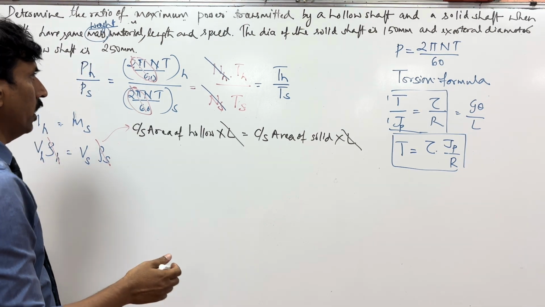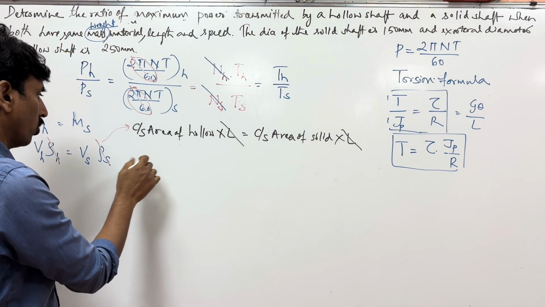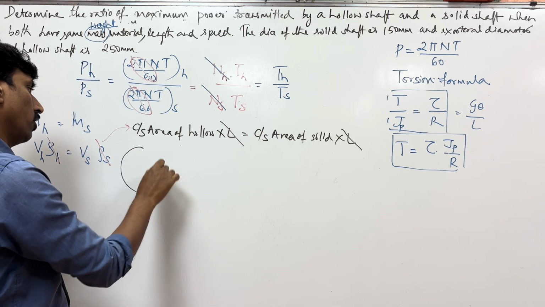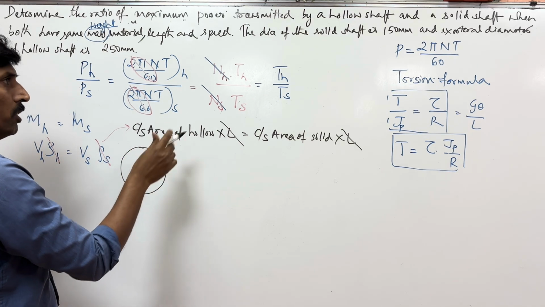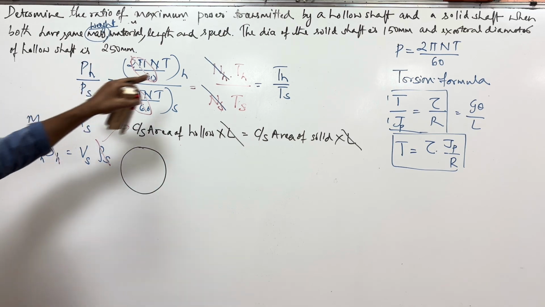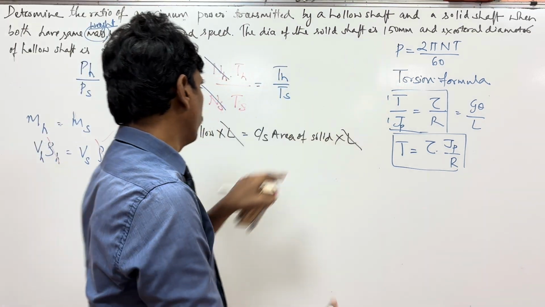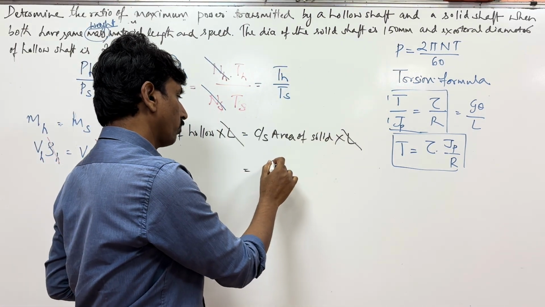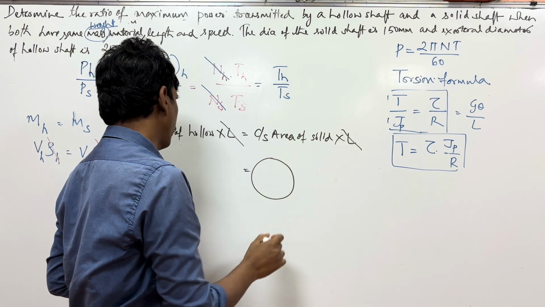Now here I have two shafts. The hollow shaft has an external diameter, which is how much? It is given that the diameter of the solid shaft is 150 mm. The solid side is 150 mm.